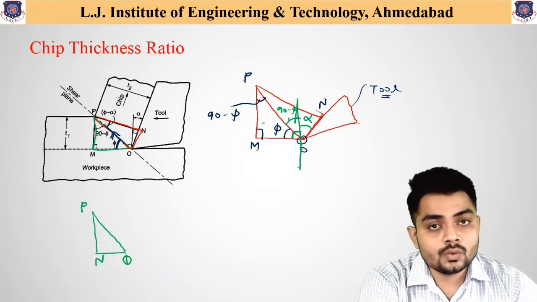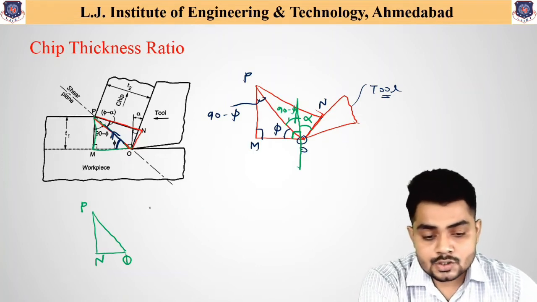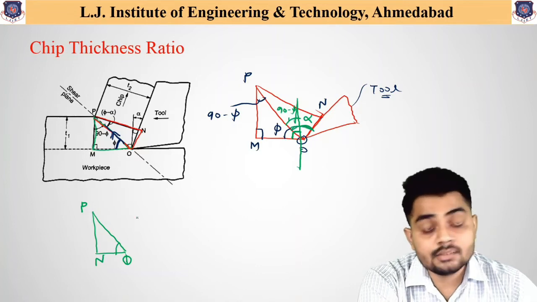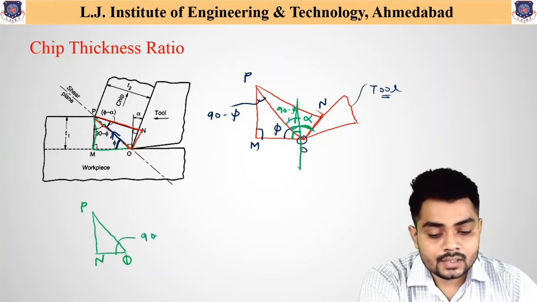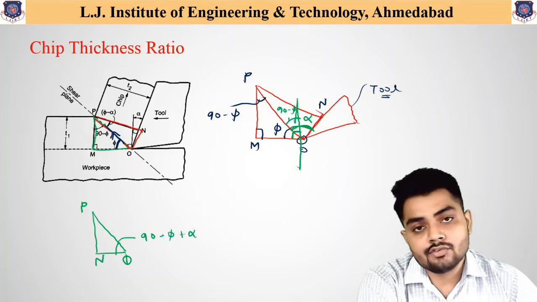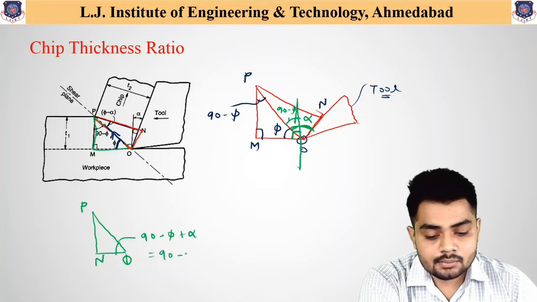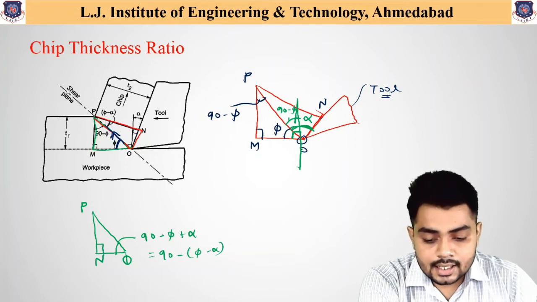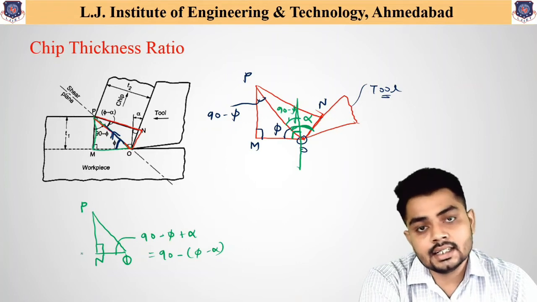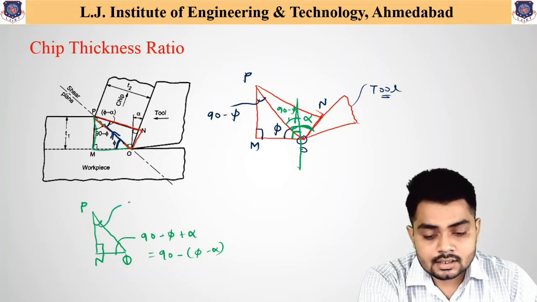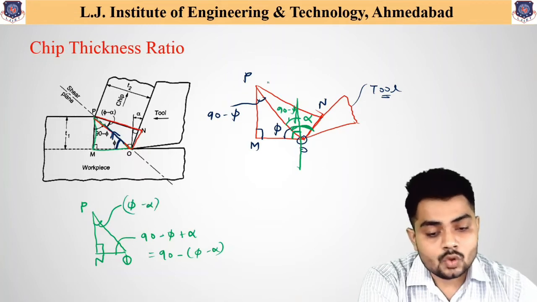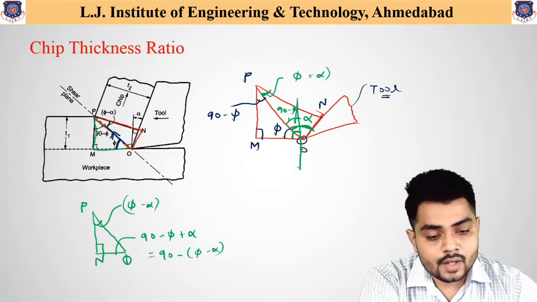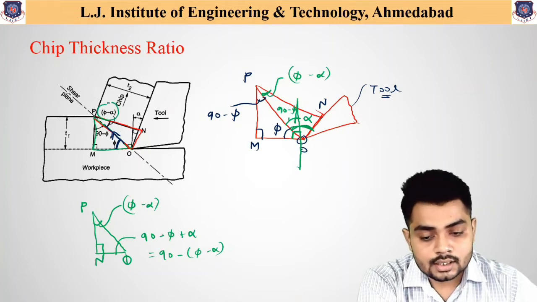So if we see triangle NOP, similar as shown over here, we are just writing the angles at other parts. This angle O is nothing but the summation of these two angles, that is 90 minus phi plus alpha. So again we can write it as 90 minus phi minus alpha. And as this angle N is a right angle, so this is 90 degrees. So this angle P will give us phi minus alpha, which is shown over here.